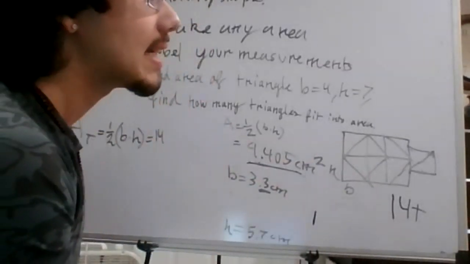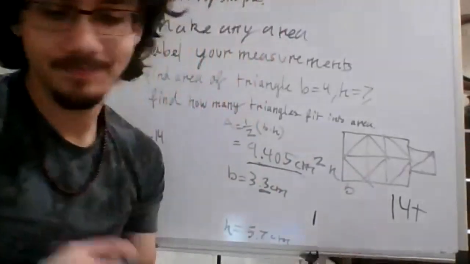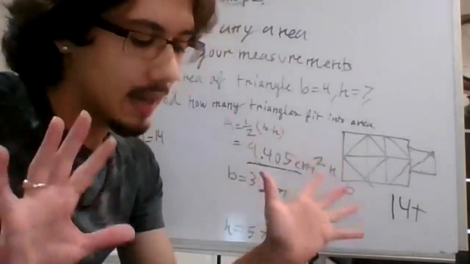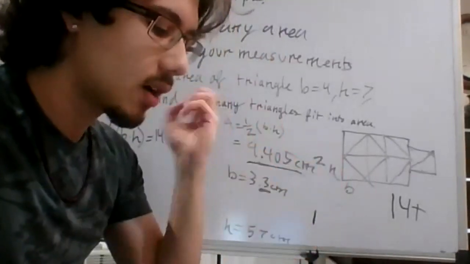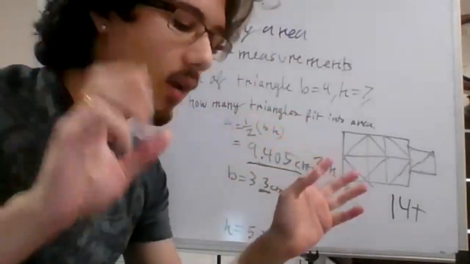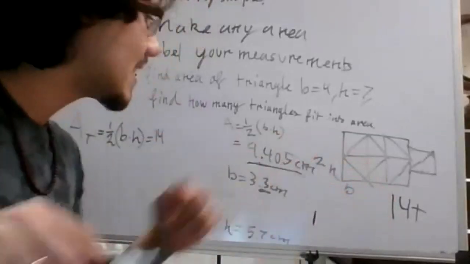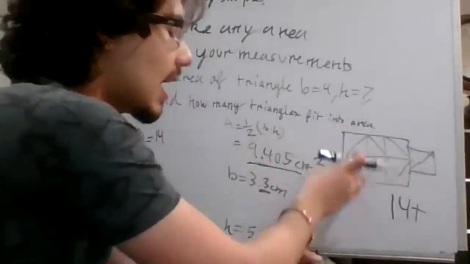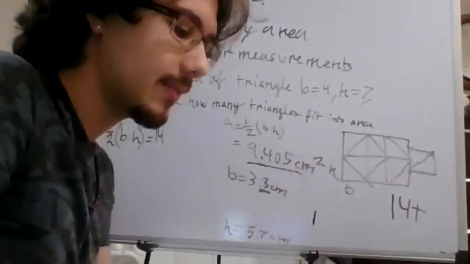So it would be like saying if I have 2 hands and I want to find out how many fingers are on both my hands, but we know how many fingers are on one hand, then to find how many fingers I have on both of my hands, we just multiply the number of fingers on one hand times 2. It's the same idea here. If we have the area of 1 and we want to find out how much area is 14 of them, we multiply the one area we have by 14.